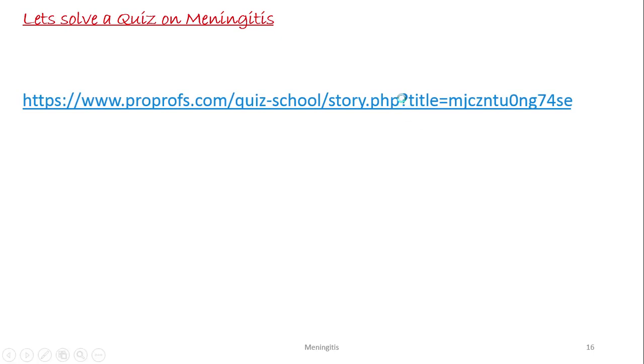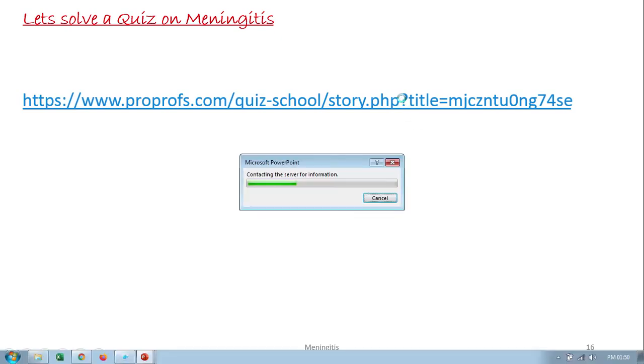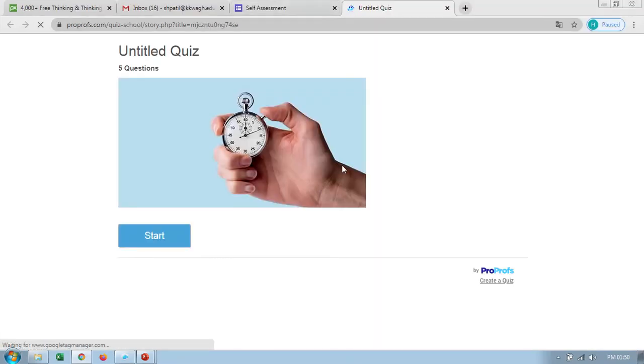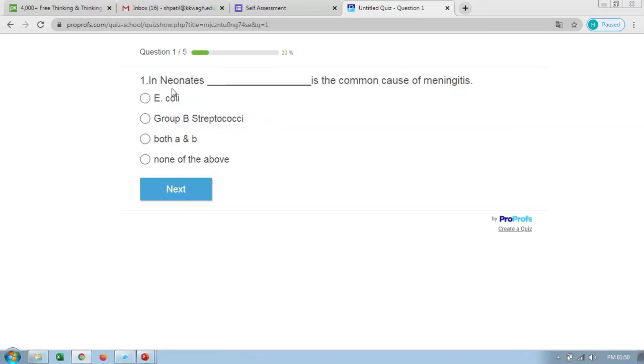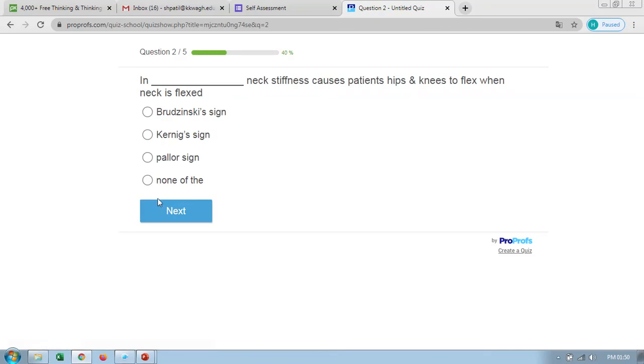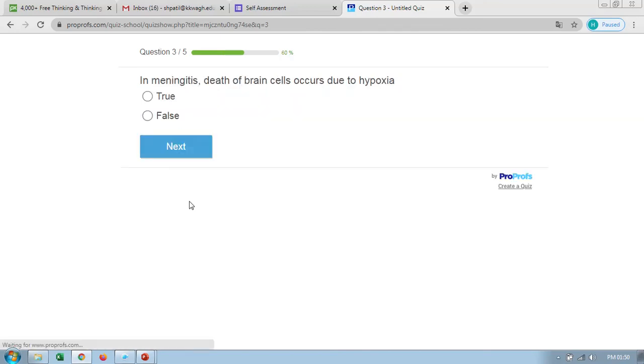Now let's solve a quiz on meningitis. In neonates, dash is the common cause of meningitis. E. coli, group B streptococci, both A and B, none of the above. The answer is C. In dash, neck stiffness causes patient's hips and knees to flex when neck is flexed. The answer is Brudzinski's sign.